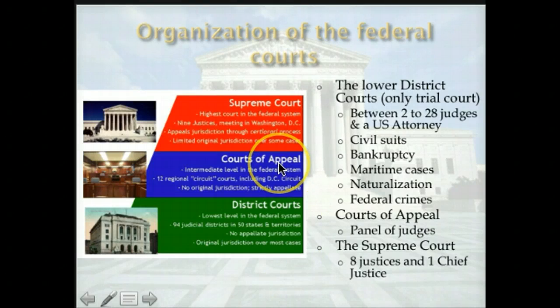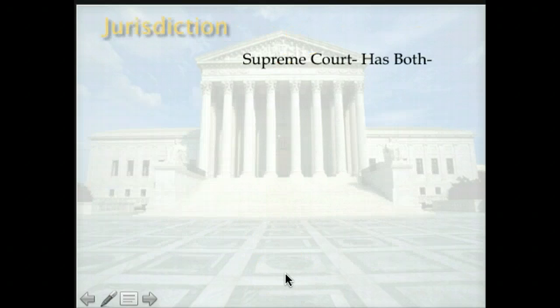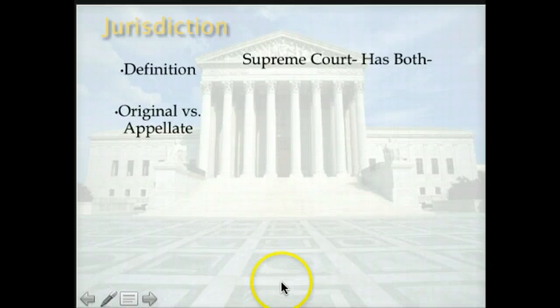If you don't like the Circuit Court of Appeals decision, you can then appeal to the Supreme Court. Let's talk about jurisdiction. Jurisdiction, by definition, is the right to hear a case. There are 2 types of jurisdiction: original jurisdiction, and then there's appellate jurisdiction.